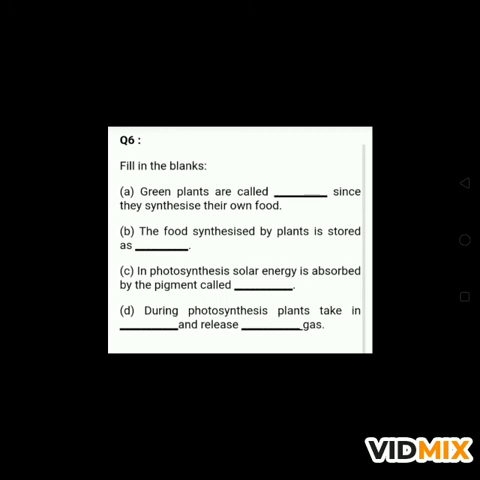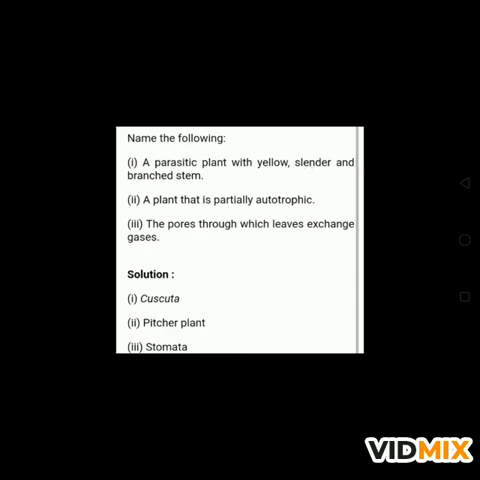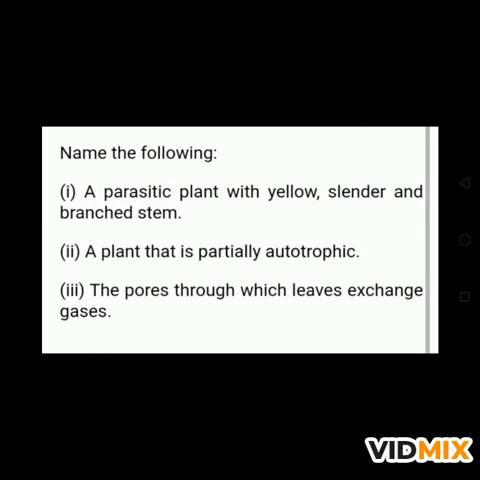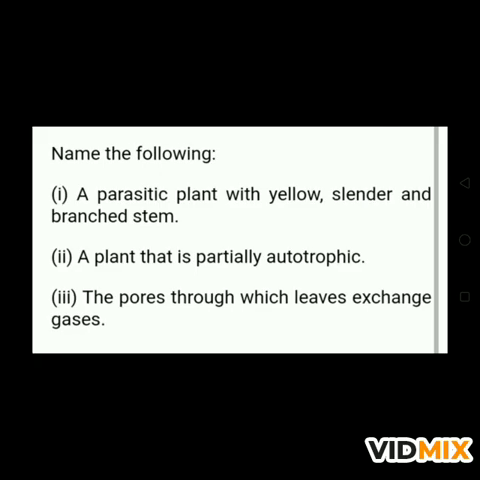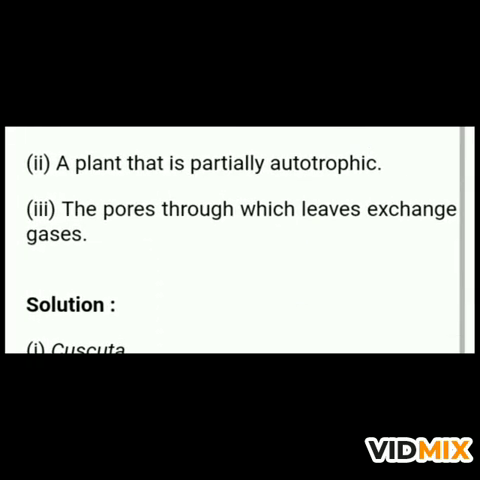During photosynthesis, plants take in which gas? It takes in carbon dioxide and releases oxygen gas. Moving on to question number 7. Name the following. First one, a parasitic plant with yellow, slender and branched stem. So the answer is Cuscuta. Second one is a plant that is partially autotrophic. The plant that is partially autotrophic is pitcher plant. Third one, the pores through which leaves exchange gases. So the name of the pore is stomata.